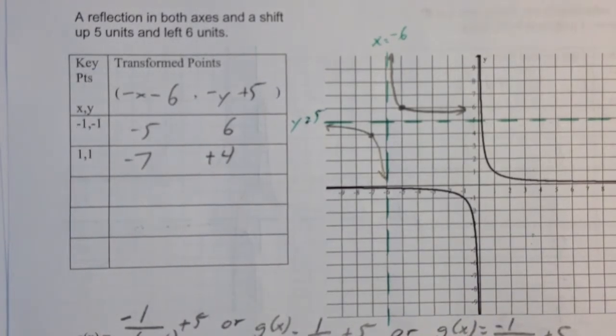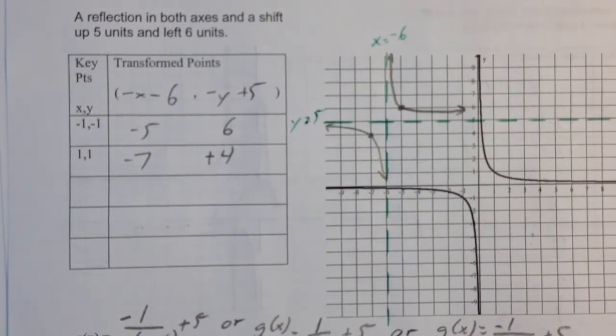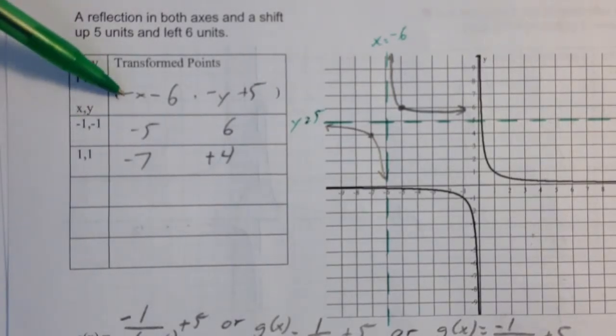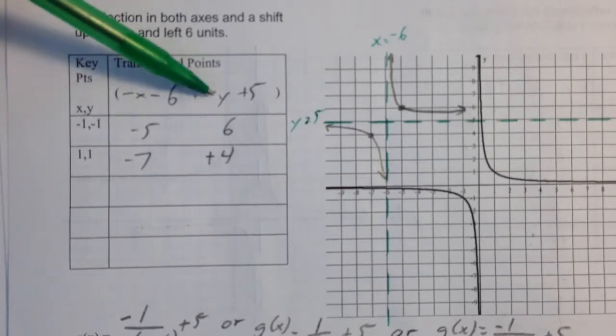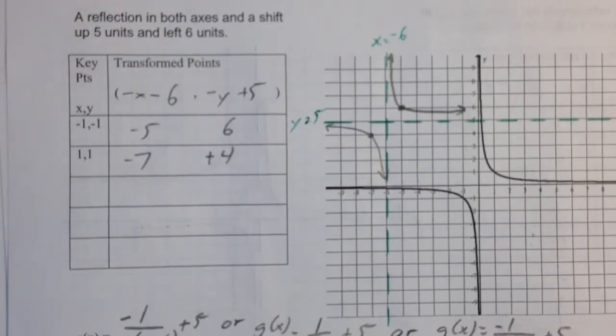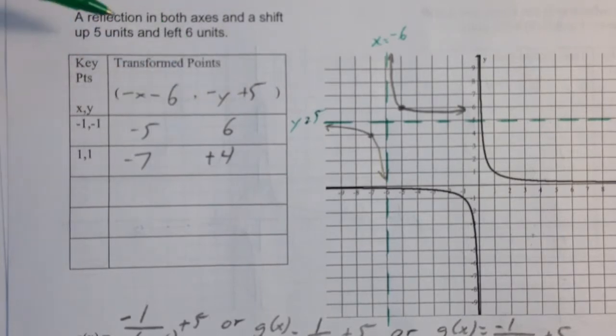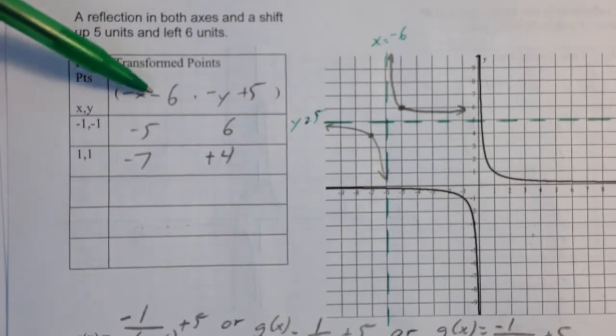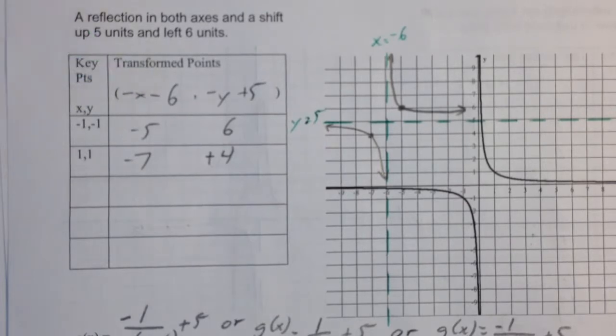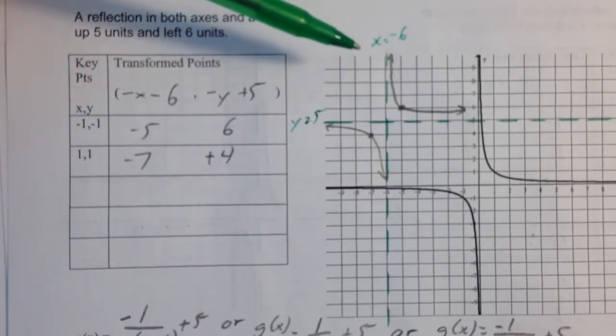Here is a reflection in both axes and a shift up 5 units and left 6 units. So since it's a reflection in both axes, we're going to multiply the x key points by -1 and the y key points by -1. A shift up 5 units means a plus 5 with the y's, and a shift left 6 units means a -6 with the x's. Before we start drawing anything, I'd like you to draw in your asymptotes.